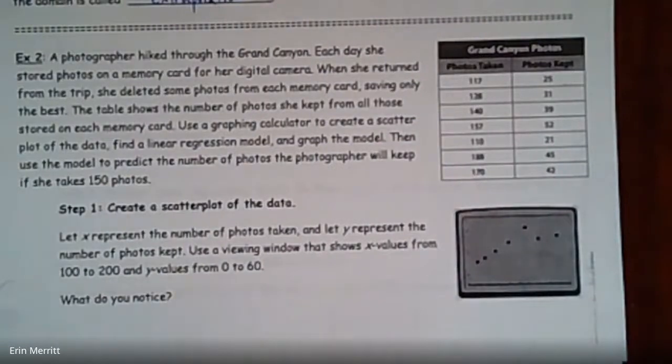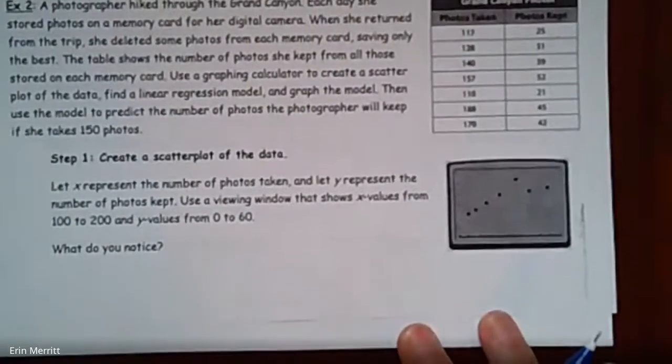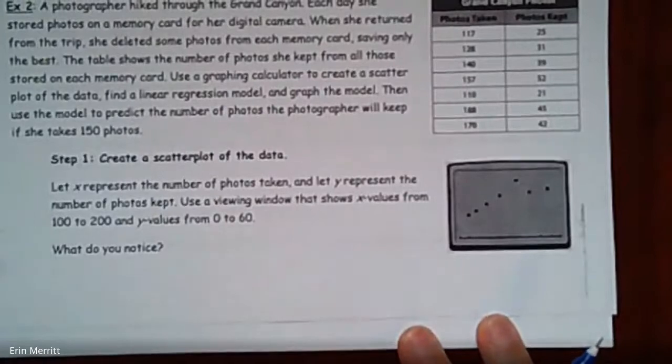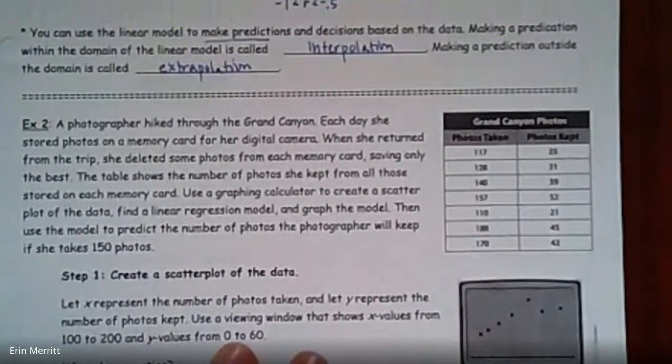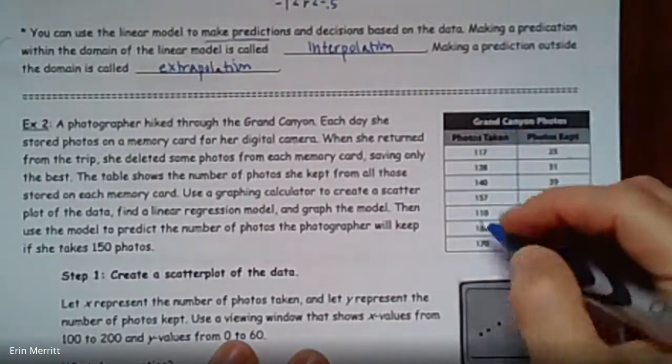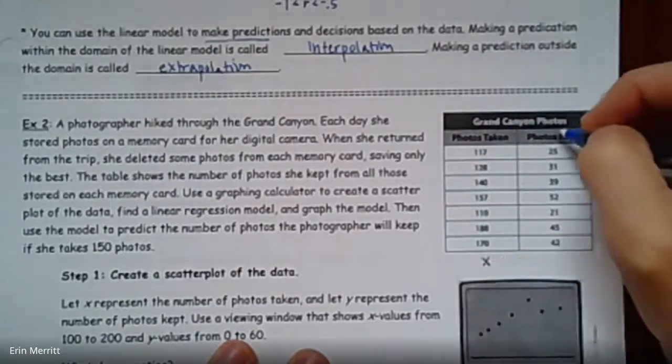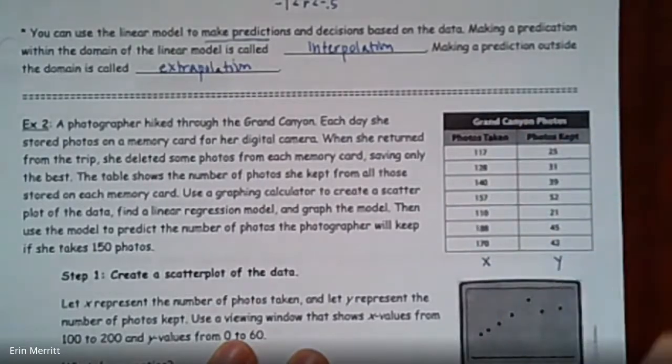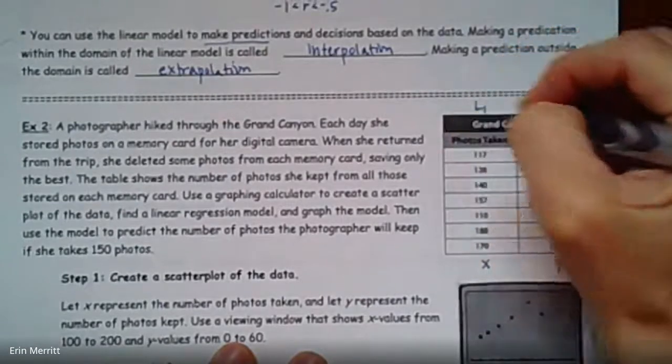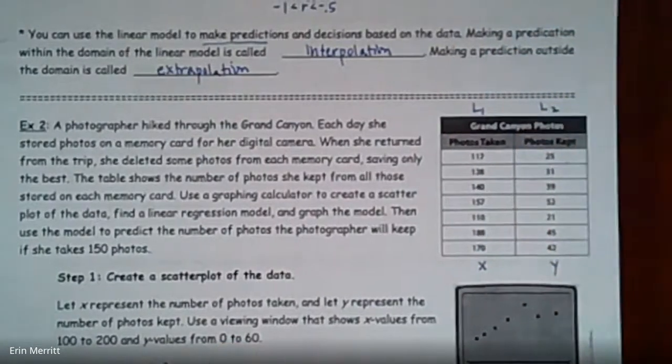So the first thing, to create a scatter plot, we are going to have to enter this data into our lists. So the number of photos taken, that's going to be our X value. How many she ended up keeping, that's going to be the Y value. So we're going to put this data into list 1, this data into list 2.